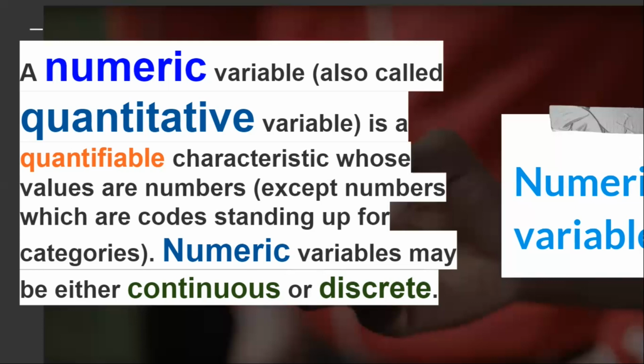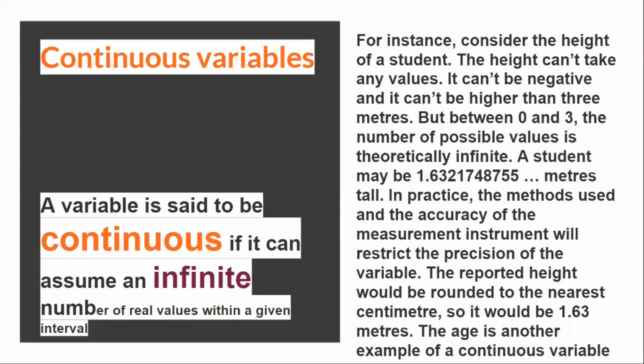A numeric variable may be either continuous or discrete. So we have two main subcategories for a numeric variable: continuous or discrete. A variable is said to be continuous if it can assume an infinite number of real values within a given interval. For instance, we can consider the height of a student.